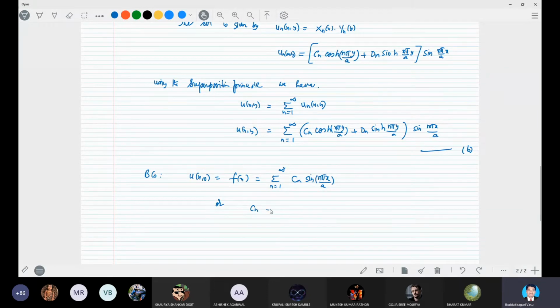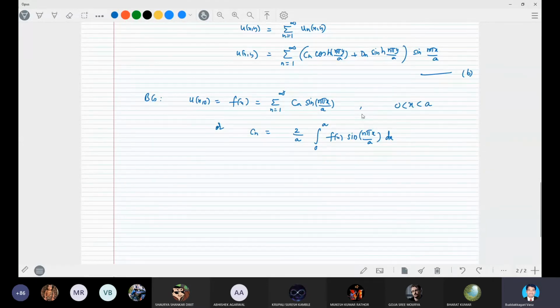So Cn is equal to, what is Cn? Cn = 2/a times the integral from 0 to a of f(x) sin(n pi x / a) dx, where x is greater than 0 and less than a, because this is a Fourier half range sine series. Therefore Cn is equal to this much. This is equation 7.